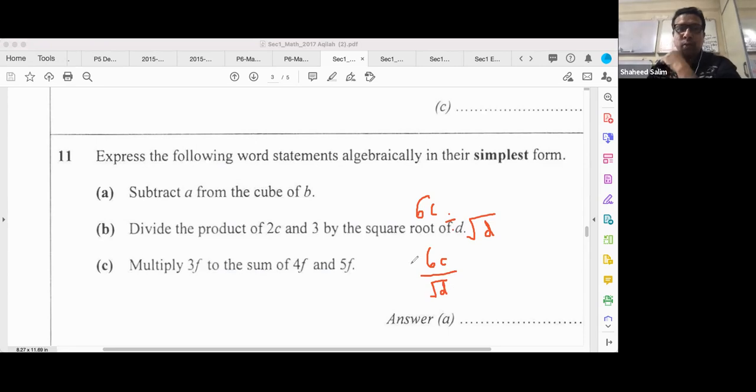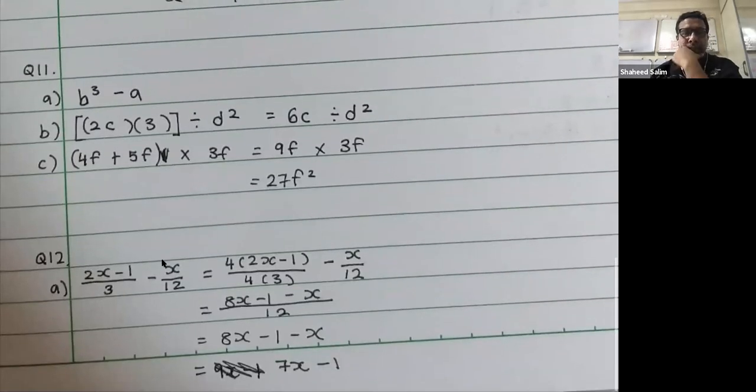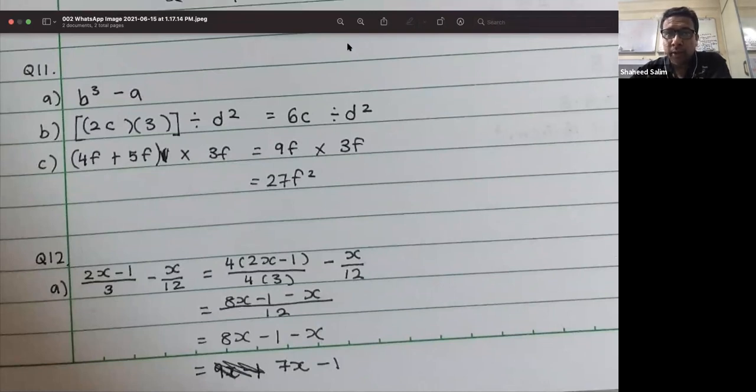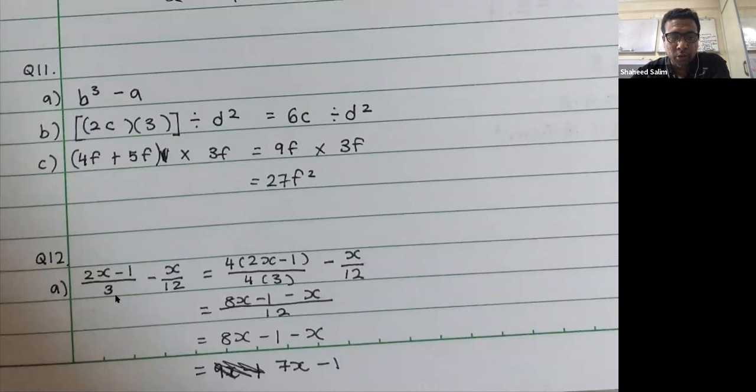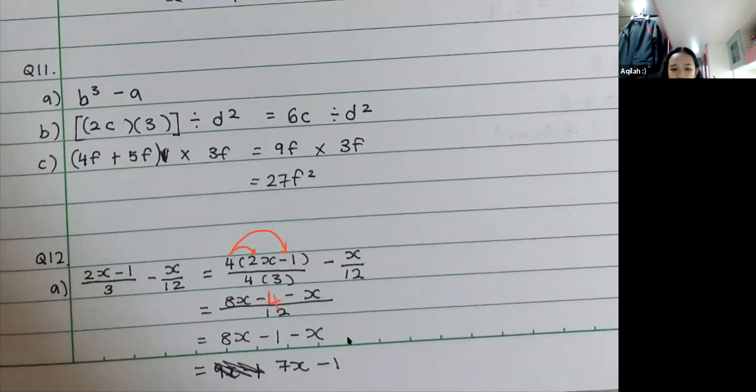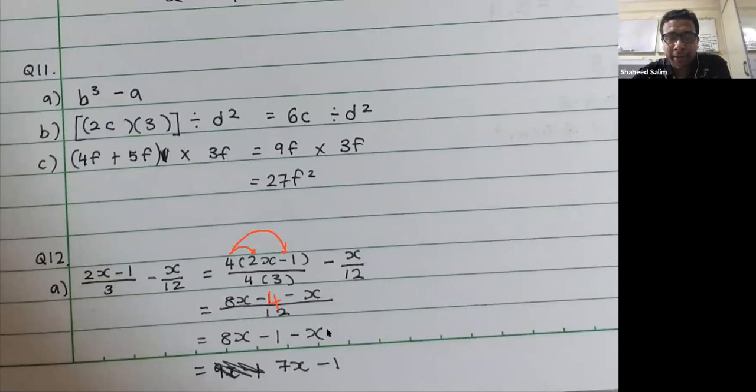Okay, let us look at question 12. Question 12, you made a careless error. Let's see whether you can spot your error now. So you have multiplied this by 4. Well done. You are going to have the same denominator. Make it 12. So you times by 4, times by 4. So down here, you put a 4 outside. You must multiply here. You must also multiply this one. So it's supposed to be 8x minus 4 minus x. So that's your mistake. And then after that, what's your final answer?